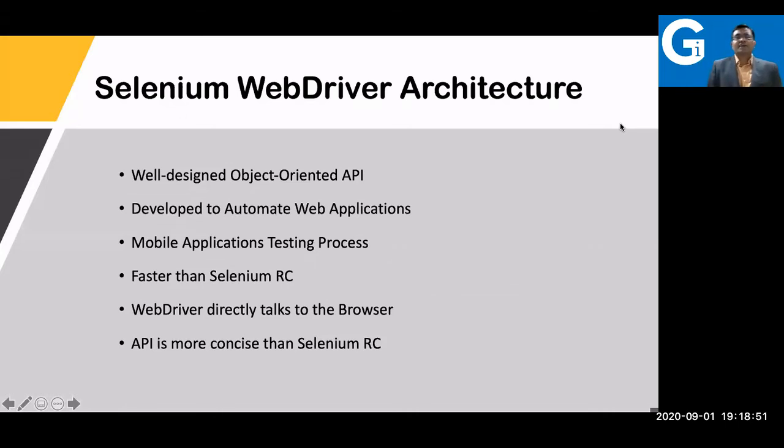So what does the architecture include? It includes a well-designed object-oriented API, because we have the Python API in this case, and they are object-oriented. You are going to use this WebDriver API, and it is very easy to use as long as you have knowledge about the particular language. But yes, there is a need for programming skill now. When I said Selenium IDE, not having programming skill was fine. But when you go for Selenium WebDriver, you need to have programming skill.